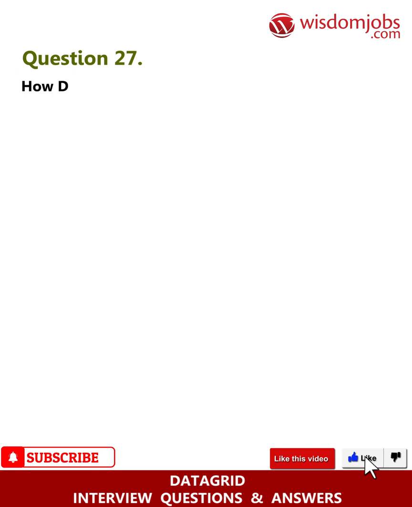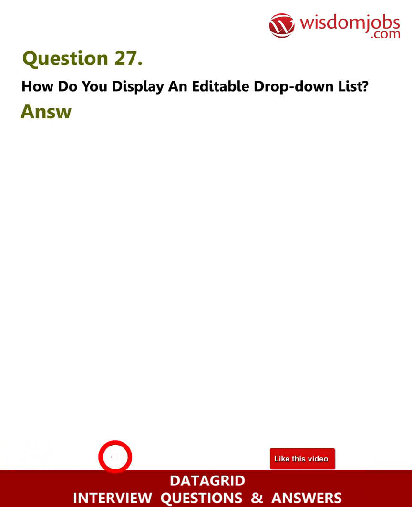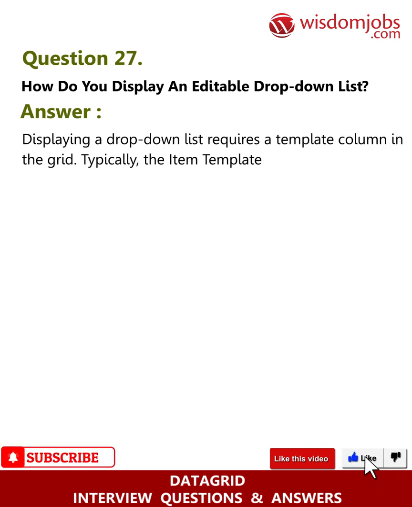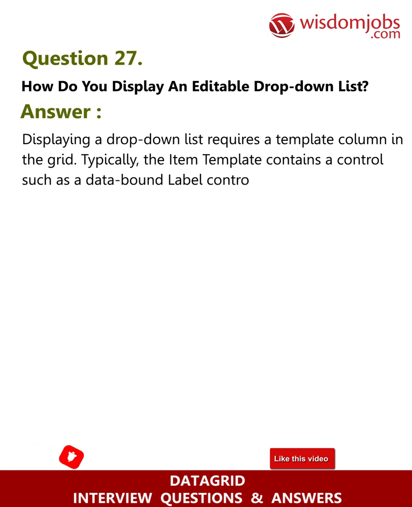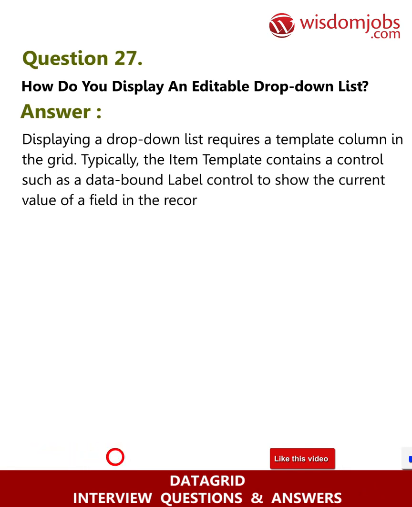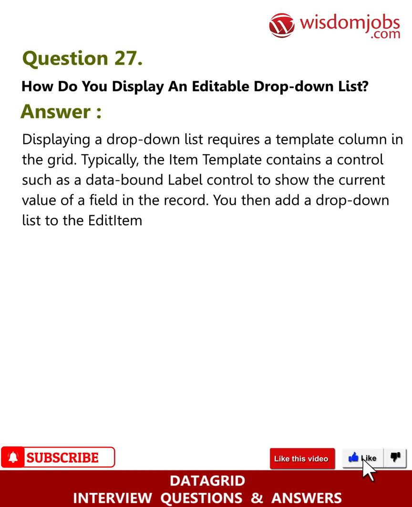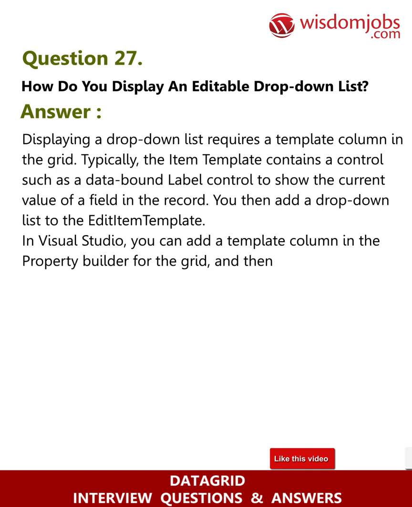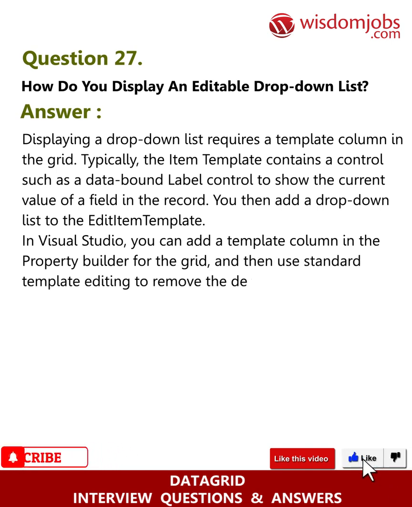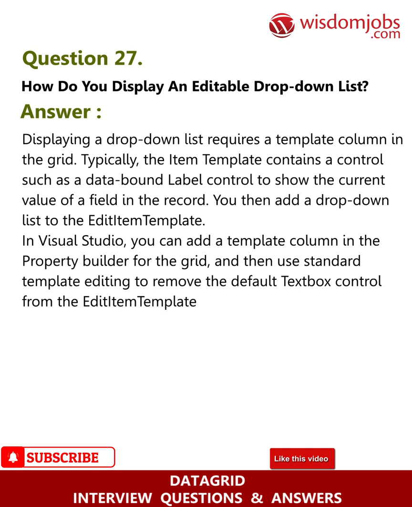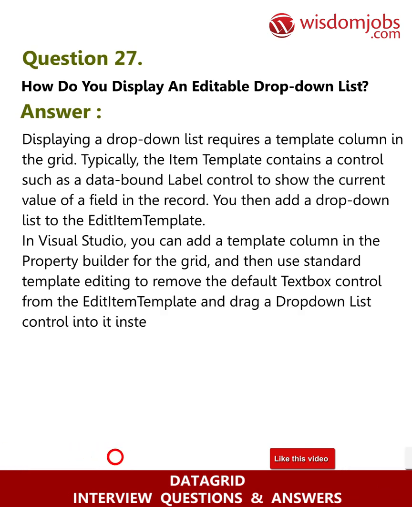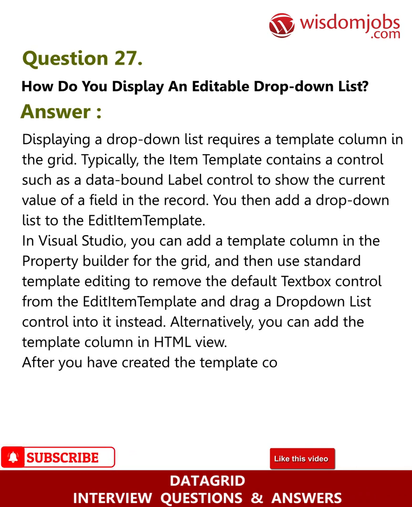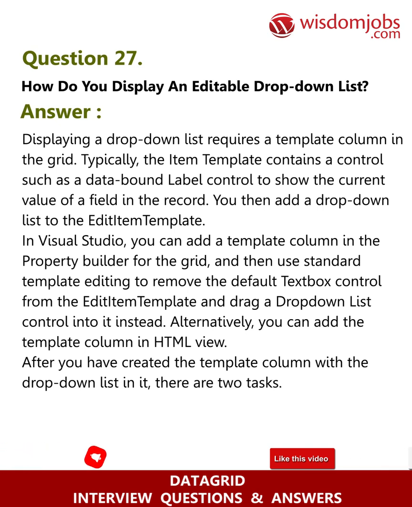Question 27. How do you display an editable drop-down list? Answer. Displaying a drop-down list requires a template column in the grid. Typically, the item template contains a control such as a data-bound label control to show the current value of a field in the record. You then add a drop-down list to the edit item template. In Visual Studio, you can add a template column in the property builder for the grid, and then use standard template editing to remove the default text box control from the edit item template and drag a drop-down list control into it instead. Alternatively, you can add the template column in HTML view. After you have created the template column with the drop-down list in it, there are two tasks.